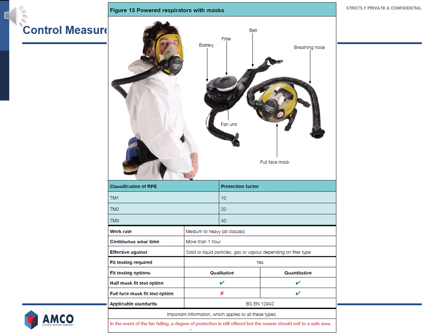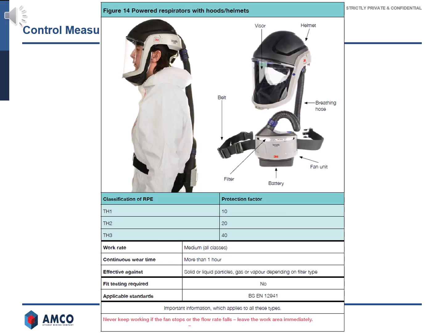Standards, complies with BS EN 12942. Important note: in the event of a fan failure, a degree of protection is still offered, but the wearer should exit to a safe area. Powered respirators with hoods/helmets, usage guidelines. Classification and protection factor. TH1, protection factor of 10. TH2, protection factor of 20. TH3, protection factor of 40.